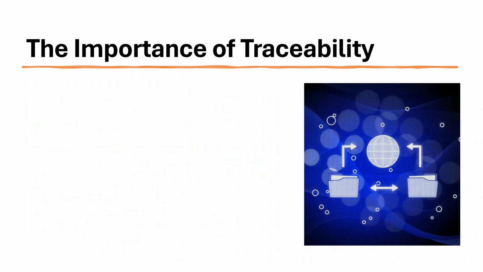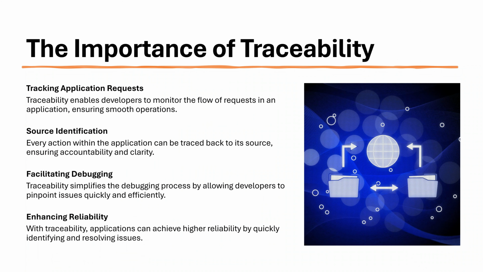Traceability. This is all about tracking the flow of your application's process. Traceability ensures you can follow the lifecycle of requests or commands from start to finish. It's especially helpful when working with distributed systems or microservices where multiple components interact. With proper traceability, we can track application requests and send source identification, facilitating debugging and enhancing reliability.